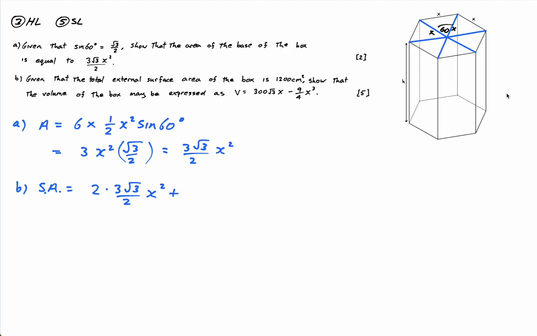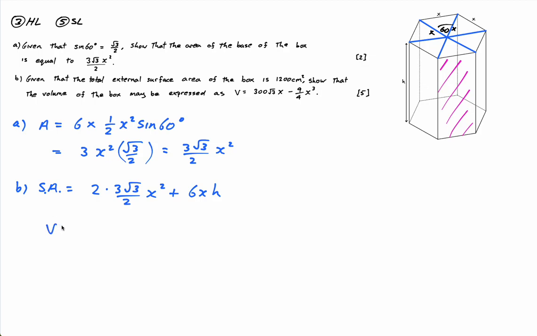But we're also going to add, there is 6 rectangles. These rectangles here. There's 6 of them. 1, 2, 3, 4, 5, 6. And the area of them is x times h. It's just a rectangle. Base times height is x times h. So it's 6xh. Okay, that's the surface area.